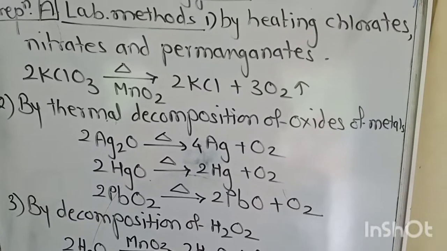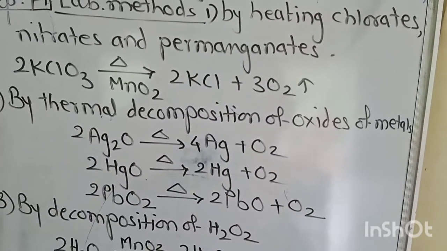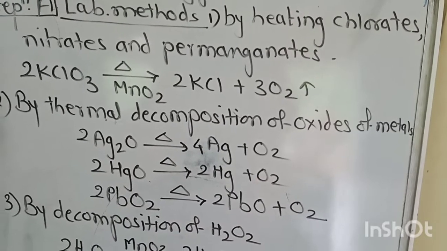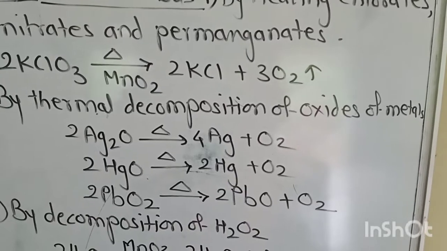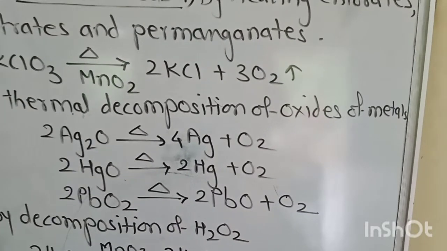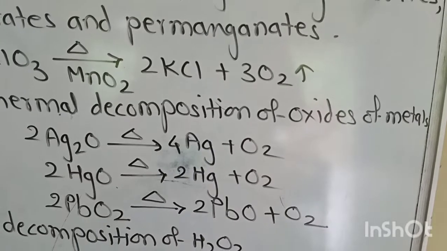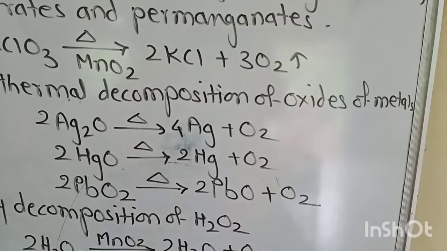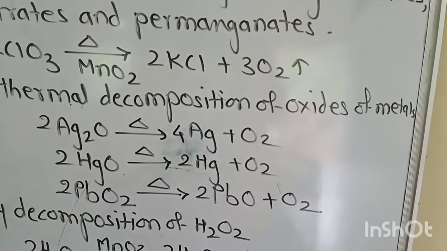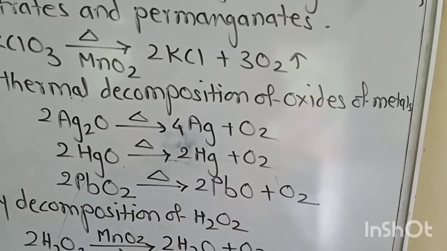Second is by thermal decomposition of oxides of metals. Silver oxide, mercuric oxide and lead dioxide. These are the oxides of metals which we heat to get oxygen. They decompose into metal and oxygen in case of silver oxide and mercuric oxide. In case of lead dioxide, it decomposes to PbO, which is lead monoxide or litharge, plus O2.